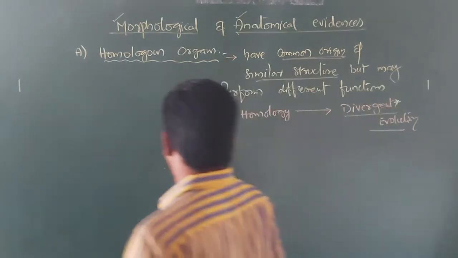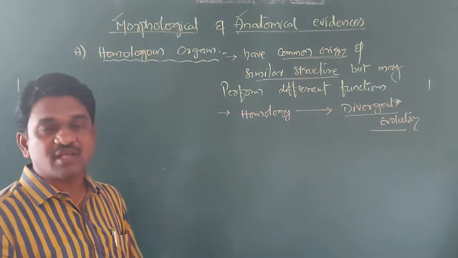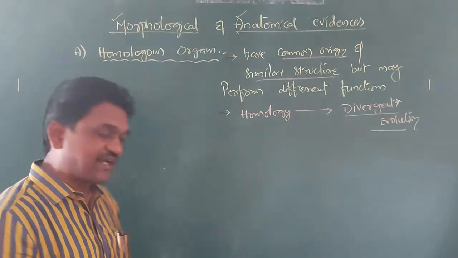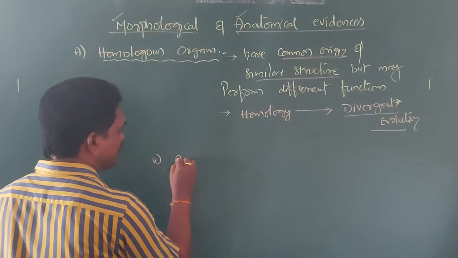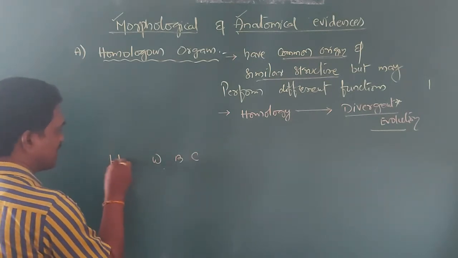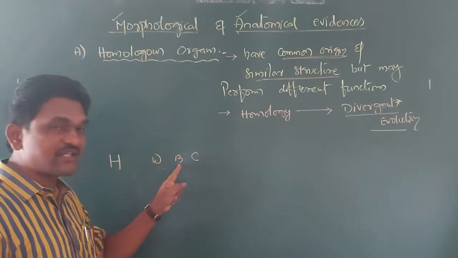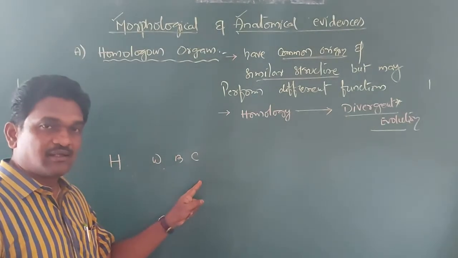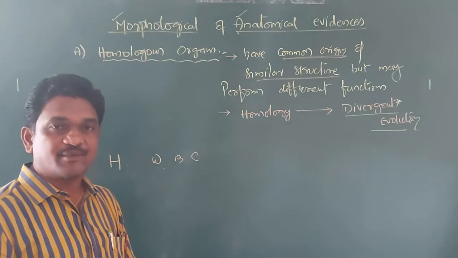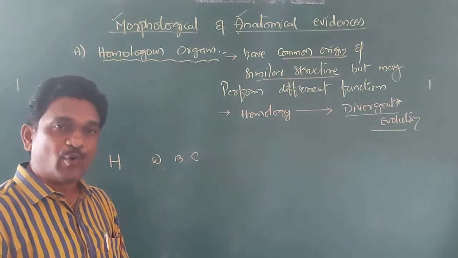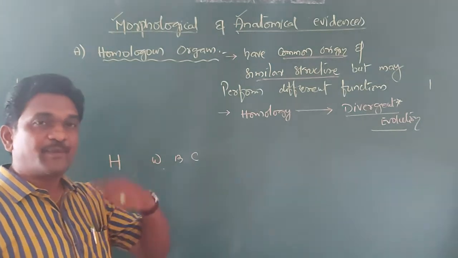Now see, to explain divergent evolution, once again let us consider the forelimbs of man, whale, bat and cheetah. Here is the shortcut to remember that example: WBC. Human WBC. W represents whale, B represents bat, C represents cheetah. In all these organisms, the forelimbs have structural similarity in terms of bones. But these forelimbs perform different functions.